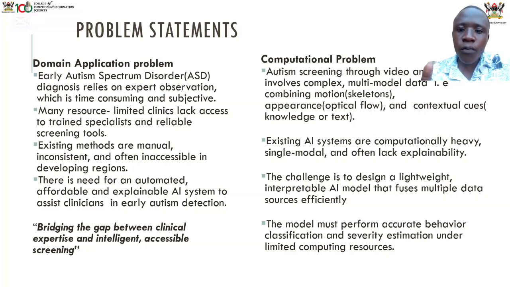Our computational problem is that screening for autism through video analysis involves complex multimodal data, because the video can have a lot of data which can be used in many models, like skeletons and optical flow. The existing systems are computationally heavy. They capture only one modality, and most of the time they lack explainability. So the challenge is to design a model which is lightweight, explainable, and multimodal, and the model must perform accurately.